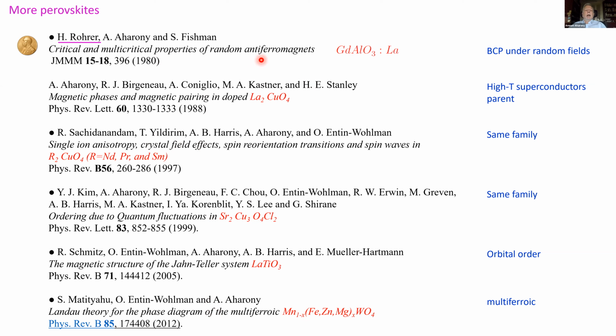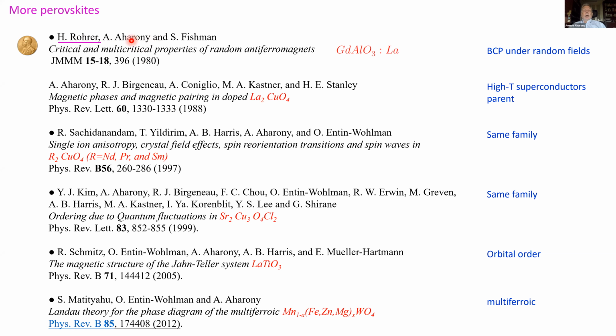And in fact, Fishman and I at the time predicted that a magnetic field on random uniaxial anisotropies is like a random field, and the random field Ising model, you will hear a lot about this afternoon. So it's an exciting problem. And Heini Rohr measured that, the bicritical point in the presence of random fields, and we published this paper.